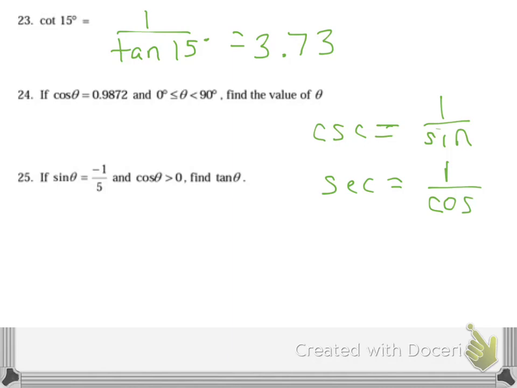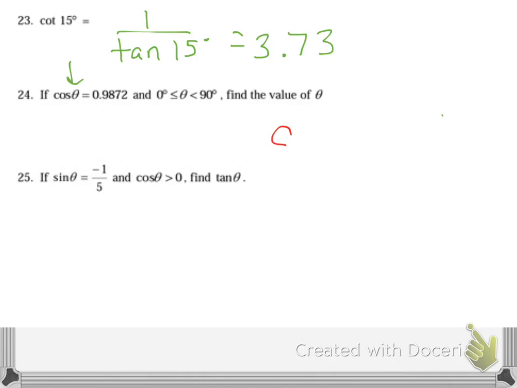24. We have learned part of this, but not in its entirety. So I'm going to go over it and do the part that we know. It says if the cosine of theta equals 0.9872 and your angle is between 0 and 90 degrees, find the value of theta. When I'm looking for the angle, that means I'm going to use the inverse. So I'm going to take the cosine inverse, which in our calculators is second cosine of 0.9872.